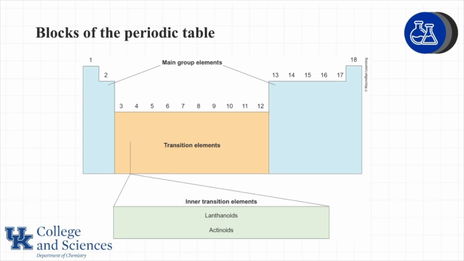In the middle, we see our transition elements. These are all metals, and their behavior is just a little less predictable than our main group elements. The inner transition elements are down at the bottom. The lanthanoids and actinoids are ones we don't see very often. Many of these are synthetic elements, but also they're not present in very large amounts on Earth.